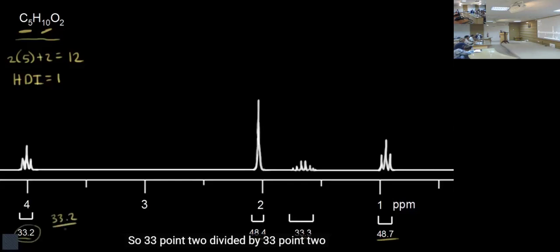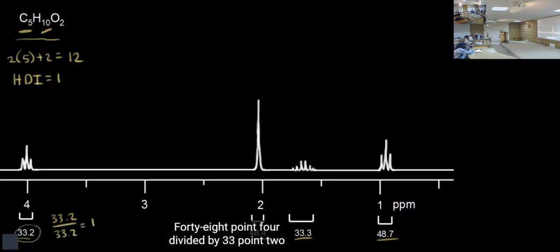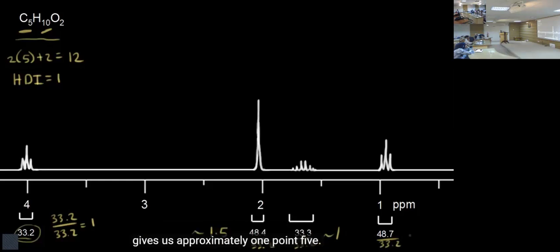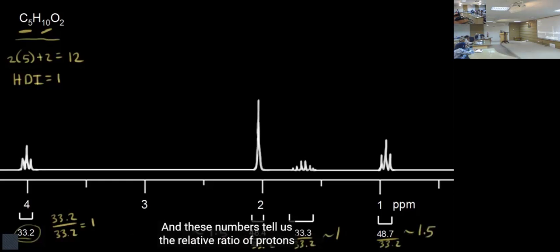33.2 divided by 33.2 is obviously equal to 1. 48.4 divided by 33.2 is approximately 1.5. 33.3 divided by 33.2 is obviously very close to 1. And then finally, 48.7 divided by 33.2 gives us approximately 1.5. And these numbers tell us the relative ratio of protons that are giving us these 4 signals.